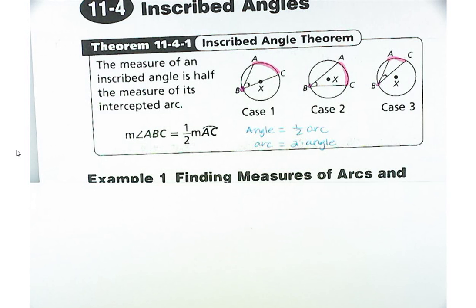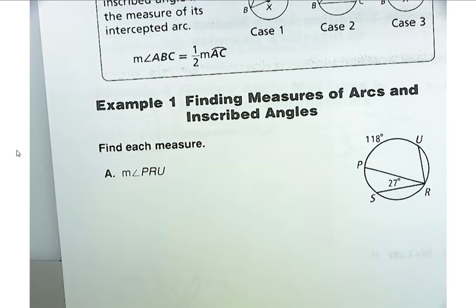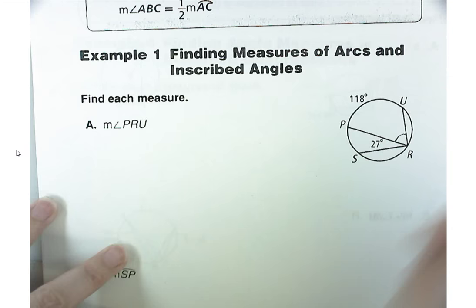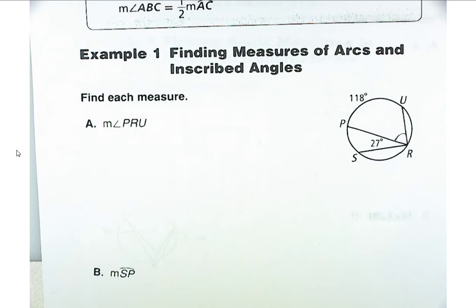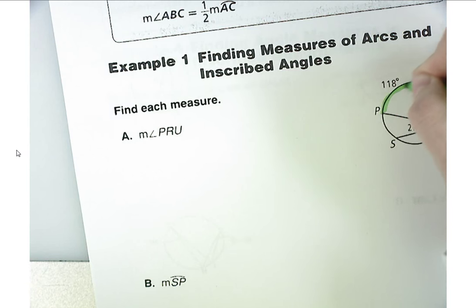Right, so when we look at example 1, we have to find the measure of PRU. Okay, so we're finding the measure of PRU, which is this angle right here. So what we want to do is we want to see if we have the intercepted arc. So the intercepted arc is just PU.